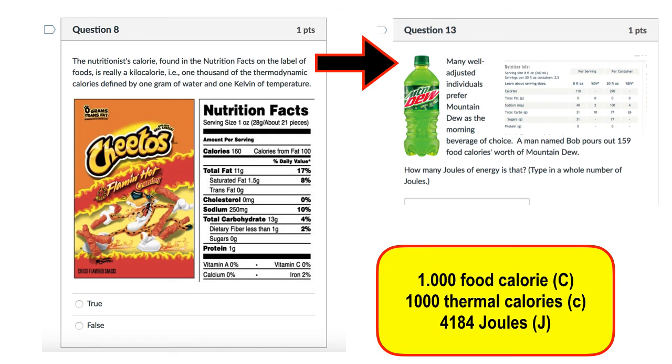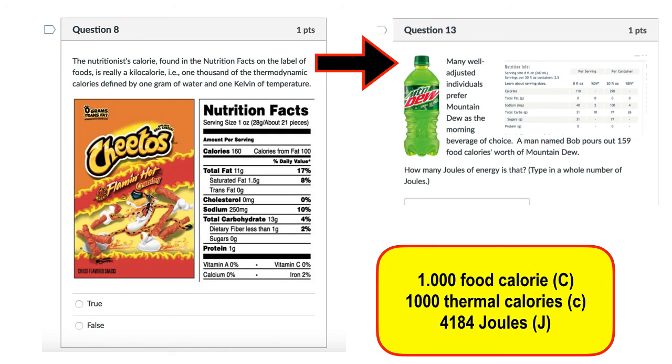Yeah, so this is the equivalent of one food calorie. The second line, 1,000 thermal calories. Third line, 4,184 joules. So every food calorie of Mountain Dew is multiplied by 4,184. So every answer that you have on number 13 is going to be some multiple of 4,184 joules. Okay, so it's going to be a ginormous number.